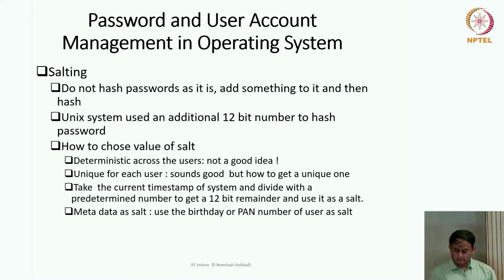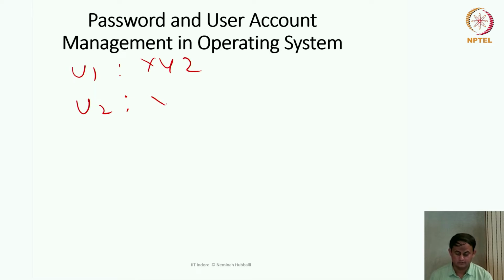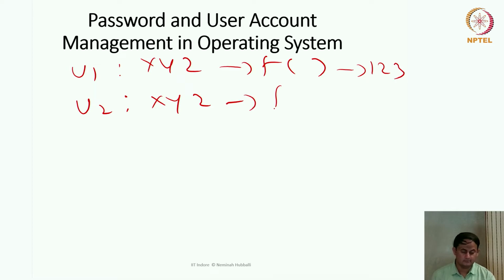One of the issues with this, as we discussed, is that if user 1 and user 2 select the same password, let's say user 1's password is XYG and user 2's password is also XYG, then when I pass this to the function f, it generates the same output, maybe 1 2 3, and when I pass the other to this function, again it generates the same hash value 1 2 3. Now the file itself looks like this.